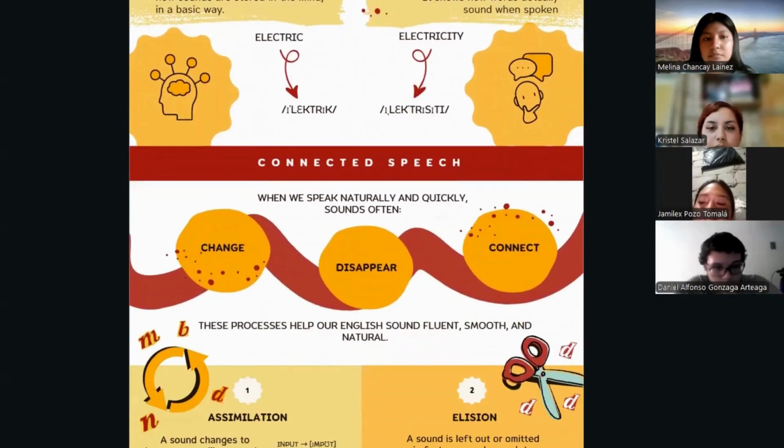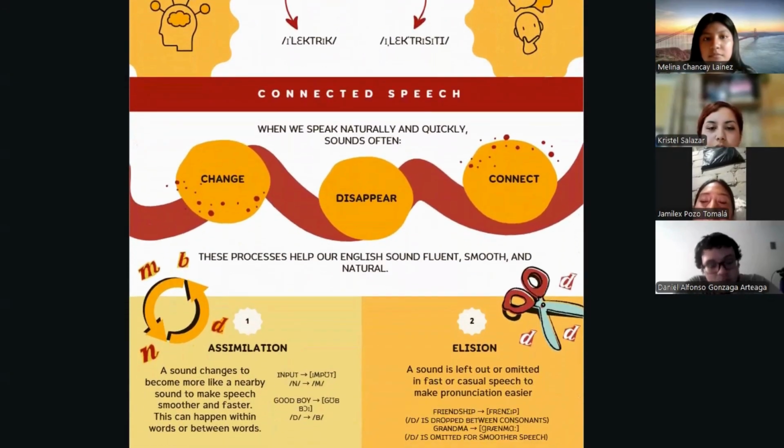In connected speech, emphasis is placed on the first word ending with the same consonant sound as the first. For example, single ladies becomes single ladies.